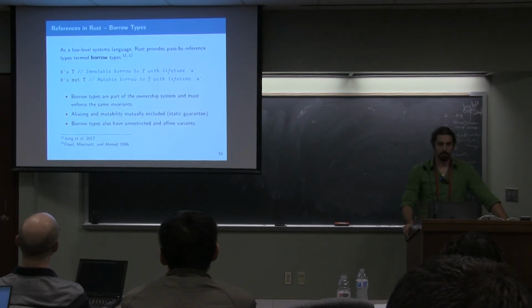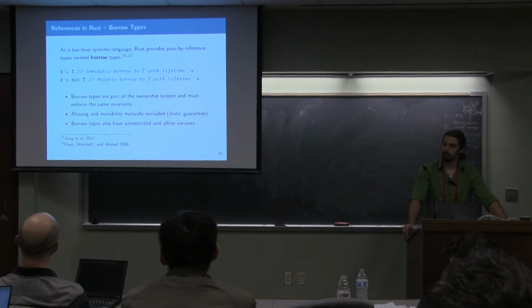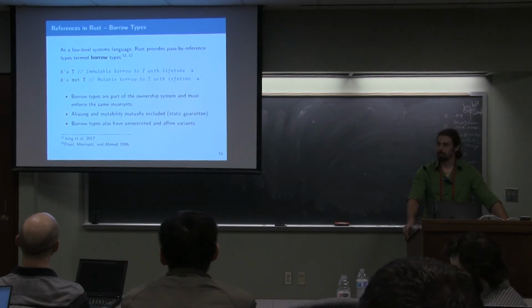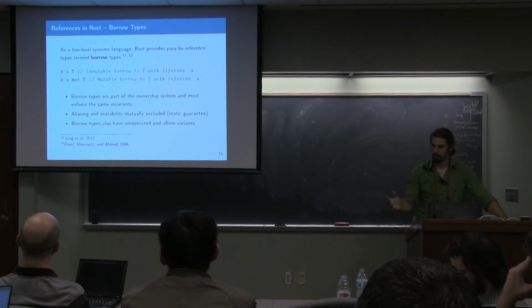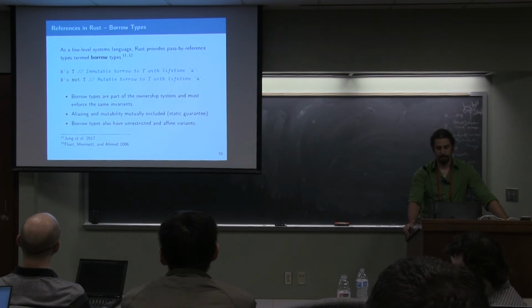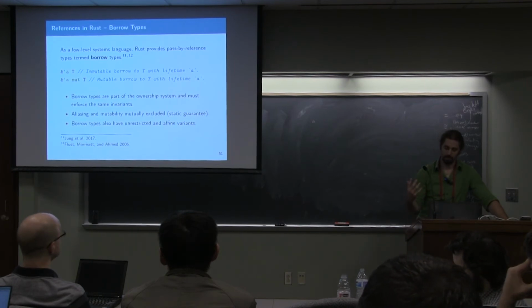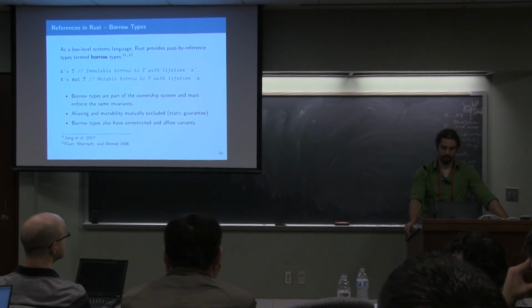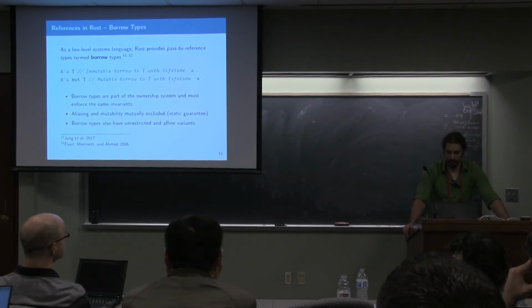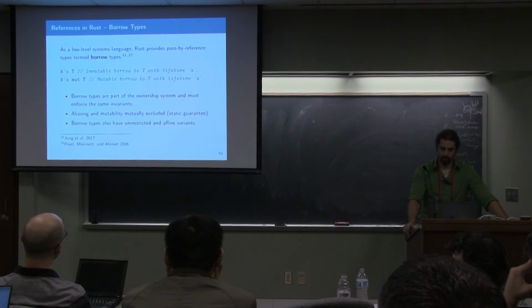And just for completion, I want to mention borrow types. As a low-level systems language, Rust does provide pass-by-reference types that are termed borrow types, and this is actually perhaps one of the things Rust is most known for, kind of exotic comparatively. I'm not going to go into any detail on this, but I just want to mention that borrow types are part of the whole ownership type system, and they enforce these invariants we've been talking about. And one of the things the compiler does with the borrow types and the lifetimes associated with them is ensure that aliasing and mutability are always mutually excluded in the life of the program.